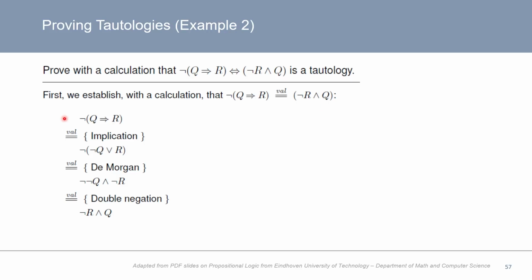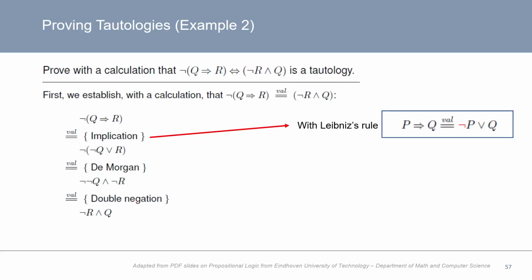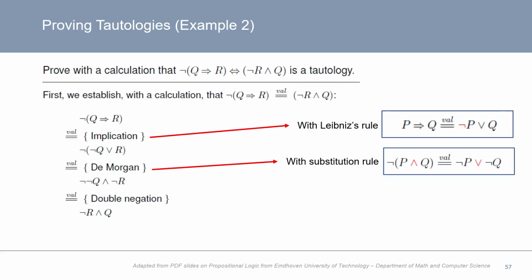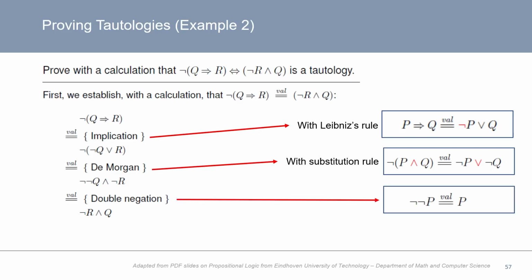Starting with not Q implies R, as before, we apply a series of appropriate equivalence rules to transform the propositional sentence. Our first step uses implication in concert with Leibniz's rule so that we can ignore the negate on the outside when we do this transformation. Next, we use the De Morgan equivalence along with the substitution rule to do our next transformation. And lastly, we apply double negation. This leaves us with the same proposition that was on the right-hand side of our original biconditional, therefore demonstrating their equivalence. Thus again, we've proved that this whole formula is a tautology.